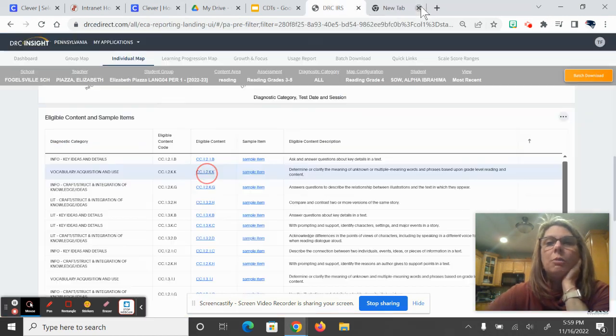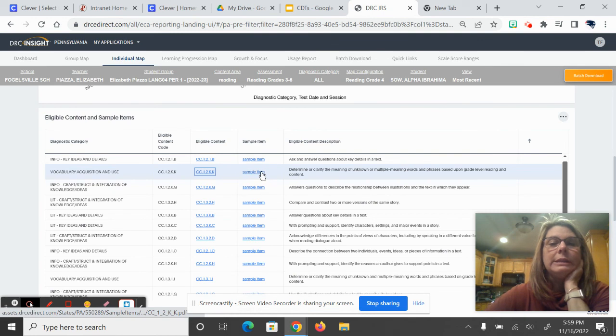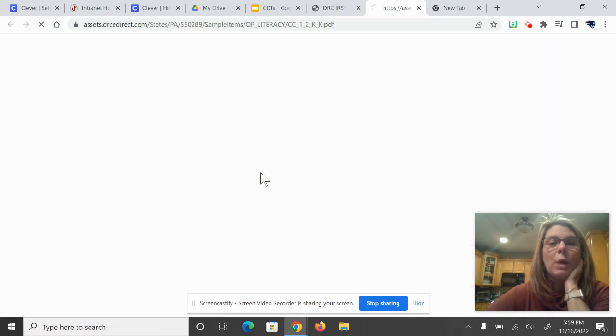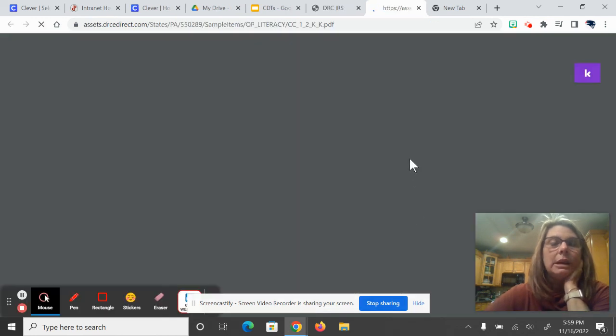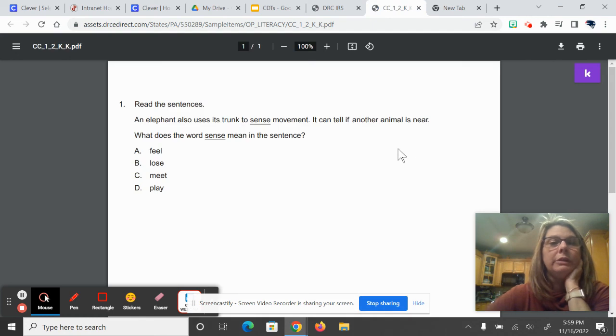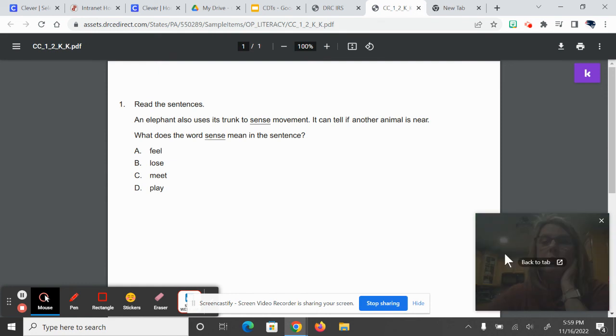We're going to go back again, and it also gives us some sample items, some questions that you can ask and incorporate into small group differentiation. So read the sentences. An elephant also uses its trunk to sense movement. It can tell if another animal is near. What does the word sense mean in this sentence? So you have the choices, but this is a great opportunity for you to differentiate and use small group instruction to talk about where the skills are lacking for each individual child.